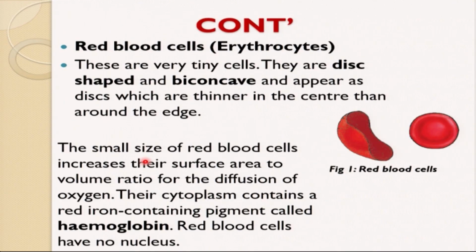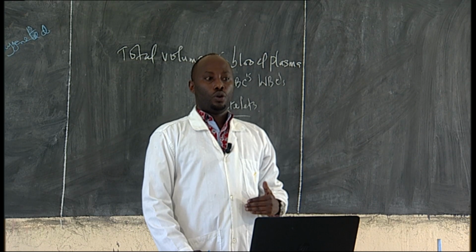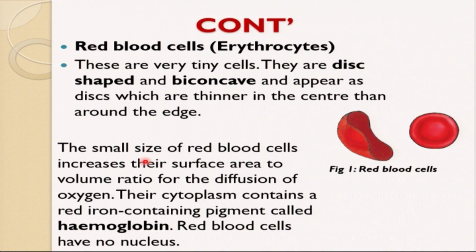So we've been discussing the functions of blood plasma. Now we're going to talk about the components of blood. We are finished with blood plasma. Let's talk now about red blood cells. Red blood cells are sometimes called erythrocytes. They are very tiny cells. They are disc-shaped, or biconcave. As you can see in the diagram, this is the structure of the red blood cells.